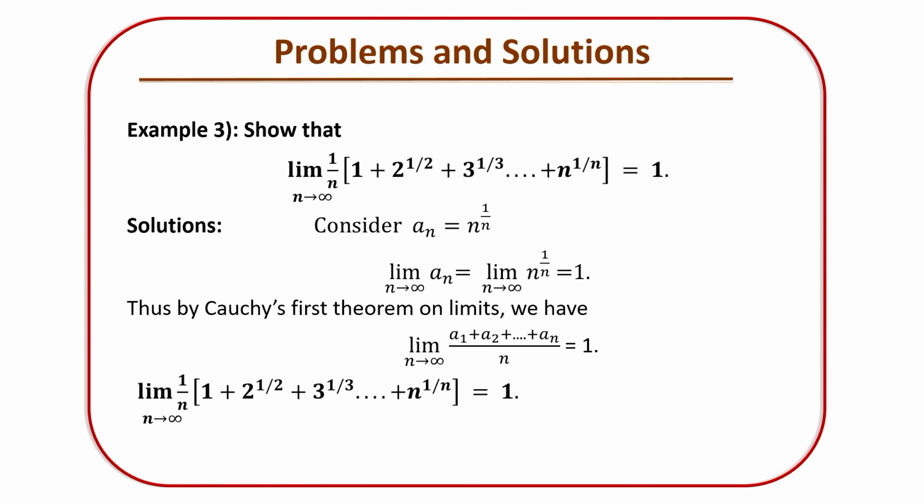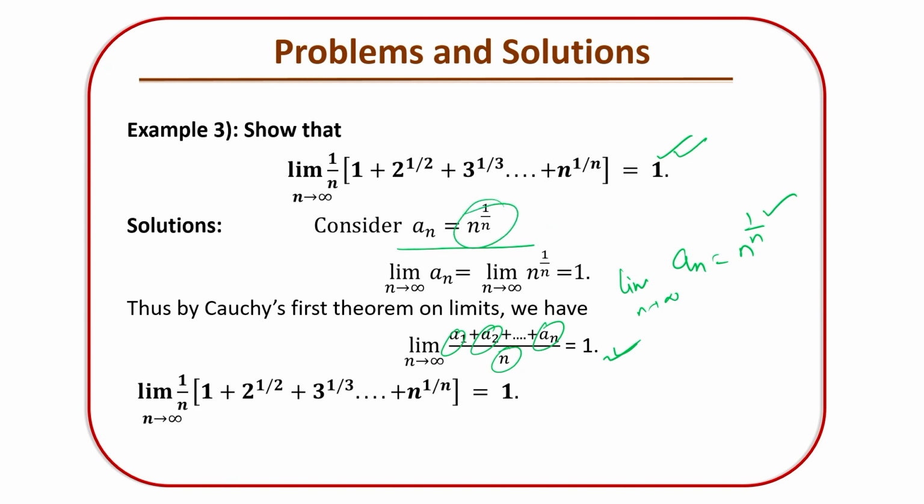Similarly, look at problem number 3. It says to evaluate the limit as n tends to infinity of (1 + 2^(1/2) + 3^(1/3) + ... + n^(1/n)) divided by n, which is equal to 1. So I will look for a_n as n^(1/n), and if that happens, then the limit as n tends to infinity is equal to 1, right? Then by Cauchy first theorem, (a1 + a2 + ... + an) divided by n is going to be 1, right? So the only problem here is to find the limit of them.